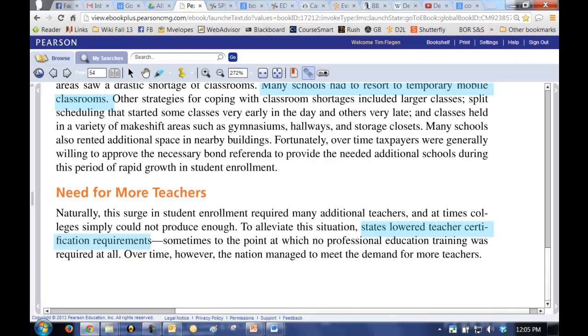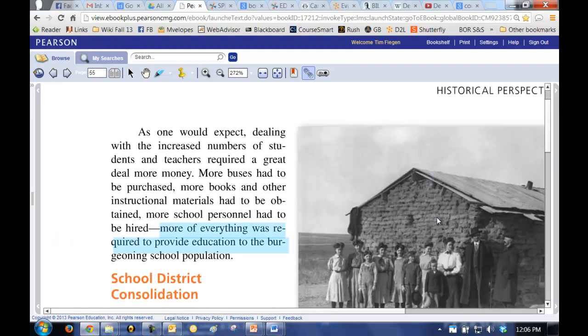All right. Now, the need for more teachers. Naturally, this surge in student enrollment required many additional teachers. To alleviate this, and this is the problem, bring this in your notes, states lowered their certification requirements because there weren't enough teachers. They lowered their certification requirements, sometimes to the point there was no requirement, because they couldn't get teachers. As cruel and horrible as that sounds, here are your choices: lower your requirements or not have teachers. That's what drove that, and at the time it was a good decision.